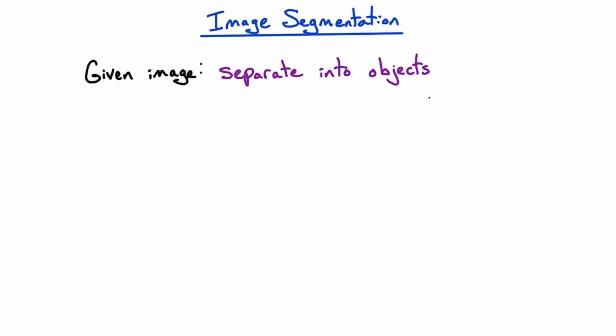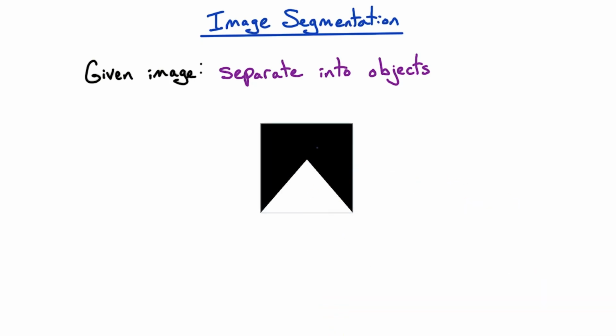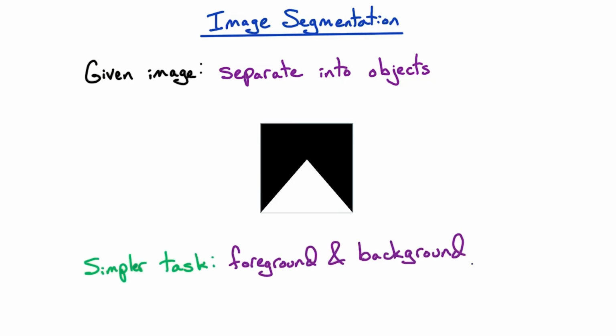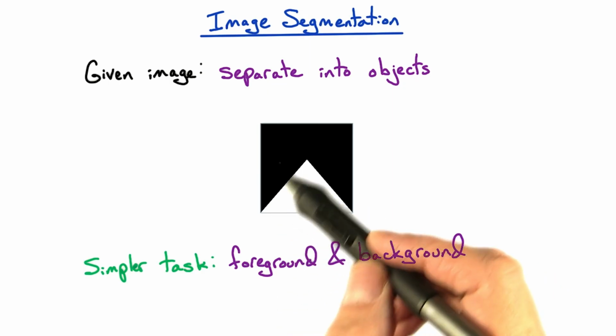In this lecture, we'll look at an application of max flow to a problem from computer vision, known as image segmentation. We're given an image such as this one, and our goal is to separate the image into objects. The easier task that we're going to look at is to simply separate the image into foreground and background. For example, in this image, we want to discern the triangle from the rest of the image.